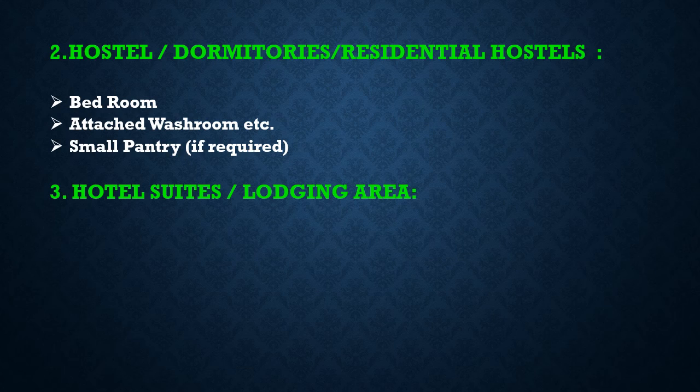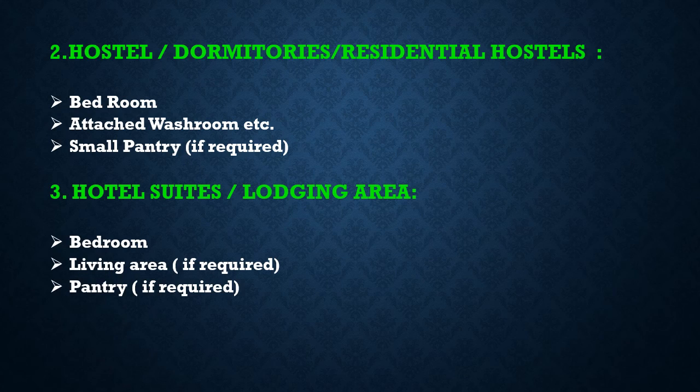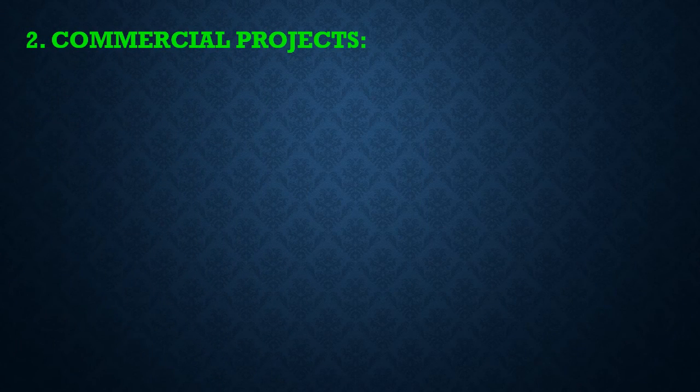Next one is the third one, that is the hotel suites, lodging areas, or maybe called the rooming area. Bedroom is the primary requirement. Living area and pantry area may be part of the project if required. Attached toilet is also necessary.